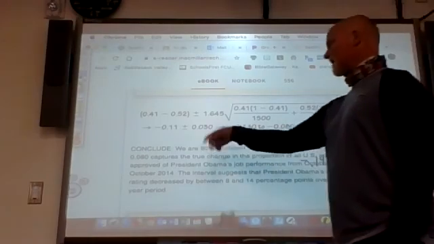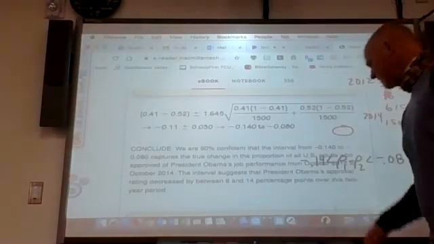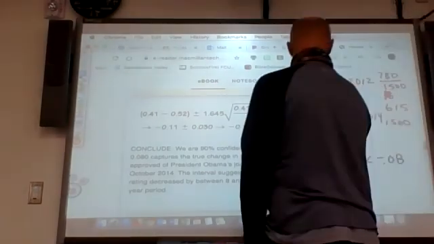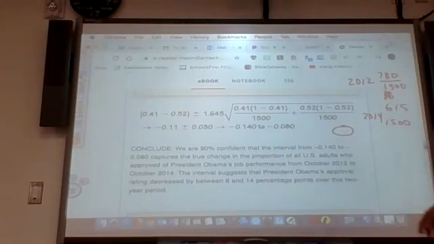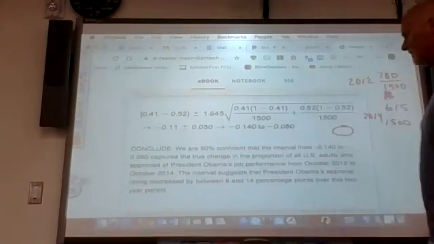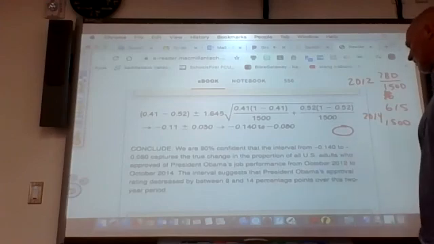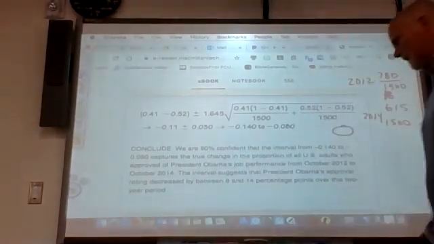And if you look at this, what kind of conclusion can we draw from this? This is the statement. This goes back to chapter 6, I believe, or chapter 7, I should say. So we are 90% confident that the interval of negative 0.14 to negative 0.08 captures the true change in the proportion of all U.S. adults who approve of President Obama's job performance from 2012 to 2014.